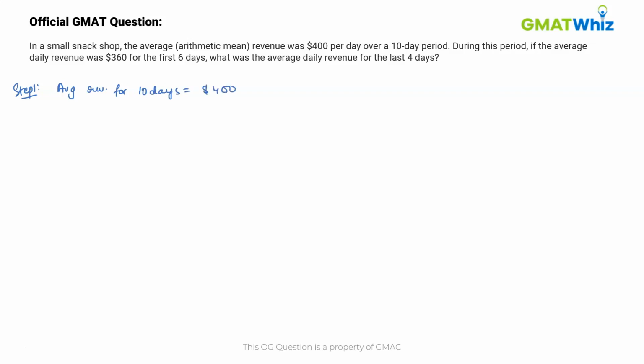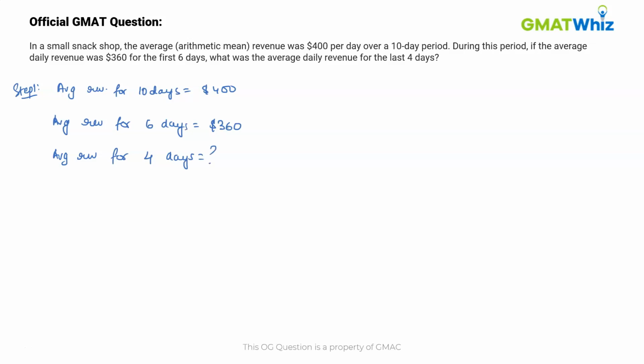$400. We also know that during this period, the average daily revenue was $360 for the first 6 days. So the average revenue for the first 6 days will be equal to $360. We have to find out the average revenue for the remaining 4 days.